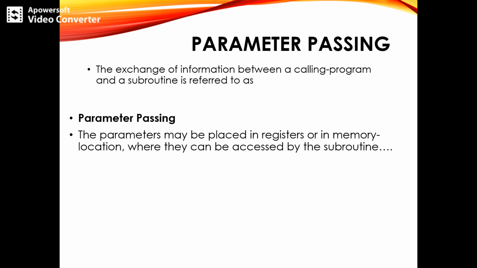So next is parameter passing. The exchange of information between a calling program and the subroutine is called parameter passing. After execution of the subroutine part, I have to pass the information into the main program. That means the subroutine needs to return the value into the main program. That is called parameter passing. We can exchange the information by placing it within the processor registers or else in memory locations where they can be accessed by the subroutines.